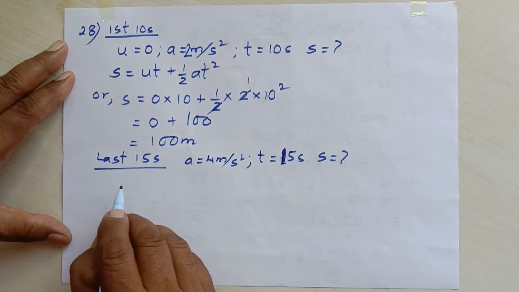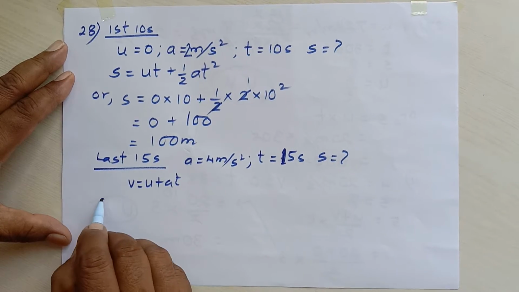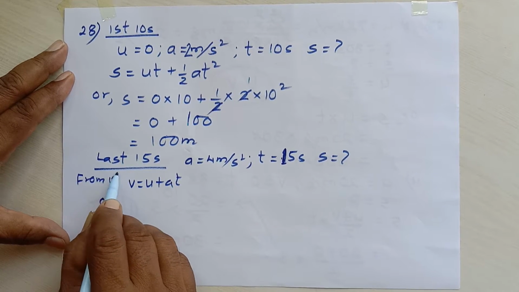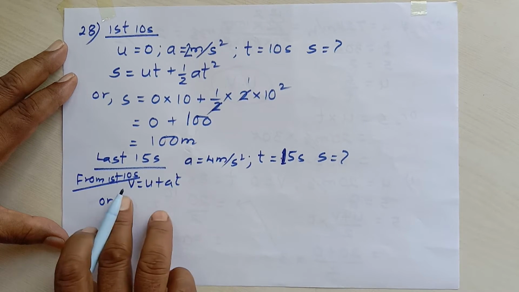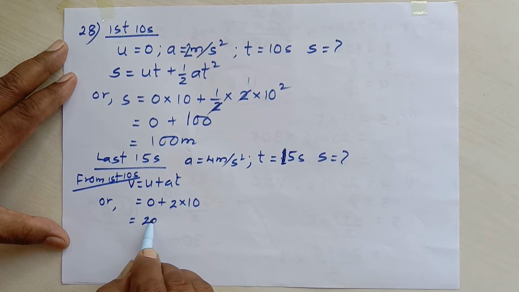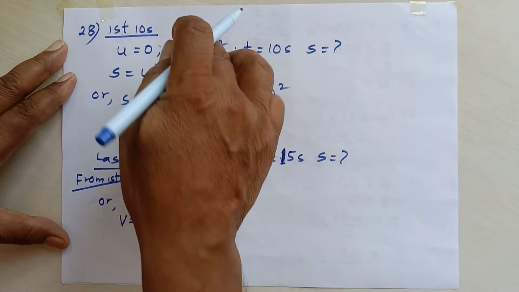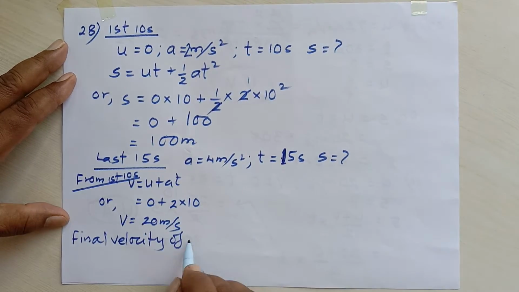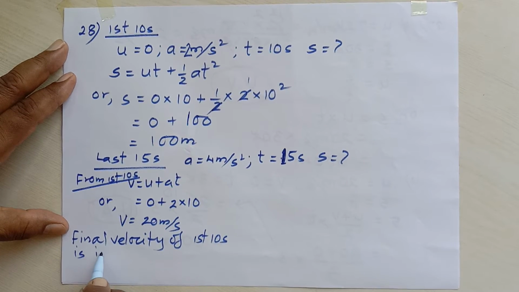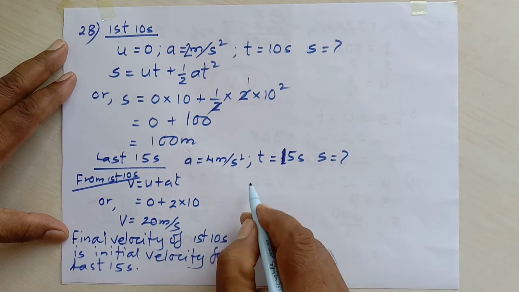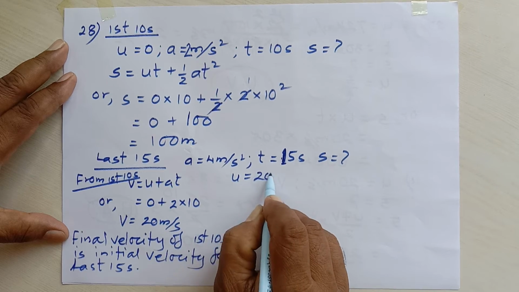We can use one equation, v equal to u plus at, and calculate the final velocity of the first case, the first 10 seconds. v equal to u plus at, where u was 0, acceleration was 2 and time was 10. That's why this is equal to 20 meter per second. Yes, this is the final velocity of the first case. So I can write like this: final velocity of first 10 seconds is the initial velocity for the last 15 seconds. Okay, so we can add another piece of information: u is 20 meter per second.